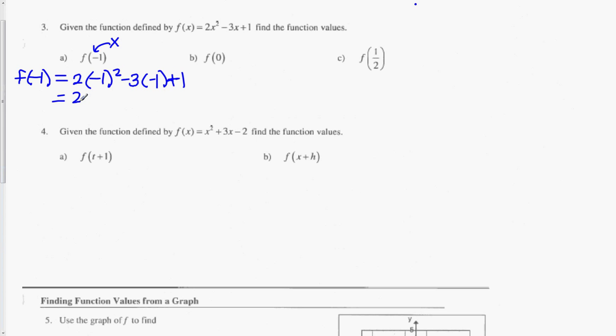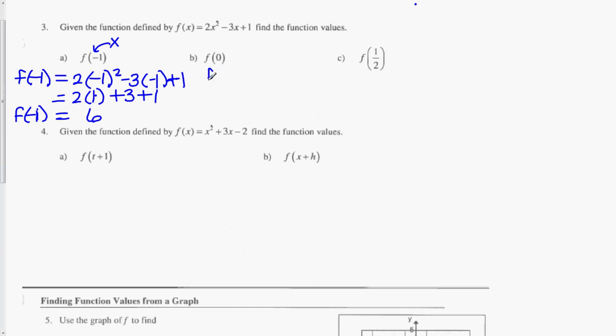Negative 1 squared is a 1. So I've got 2 times 1. A negative 3 times a negative 1 would be positive 3 and then plus 1. So I've got 2 plus 3 plus 1. That's 5 plus 1. That would be 6. So f of negative 1 equals 6. Very simple, very easy. These are things we've done before.